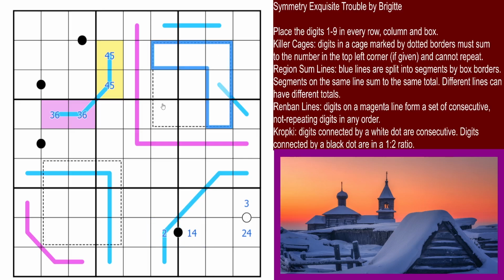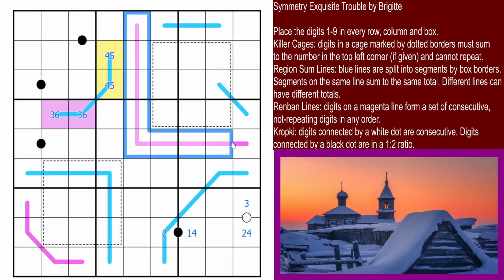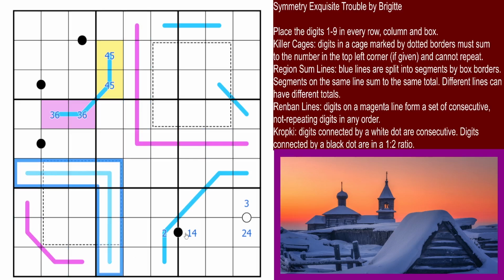Simple killer cases, that means digits cannot repeat. Then you have Renban lines, you have region sum lines, and then you have Kropki dots. So with that, let's start this further.